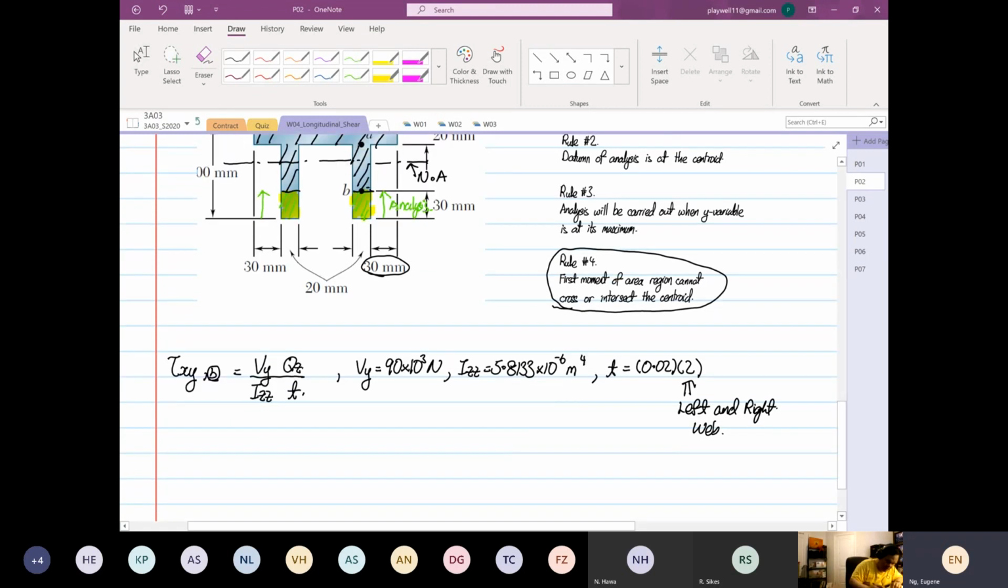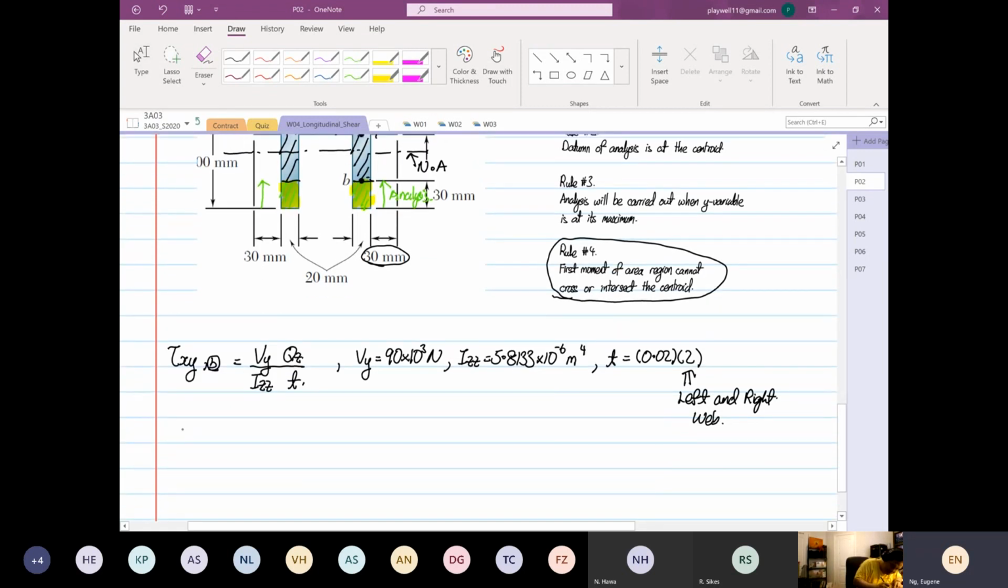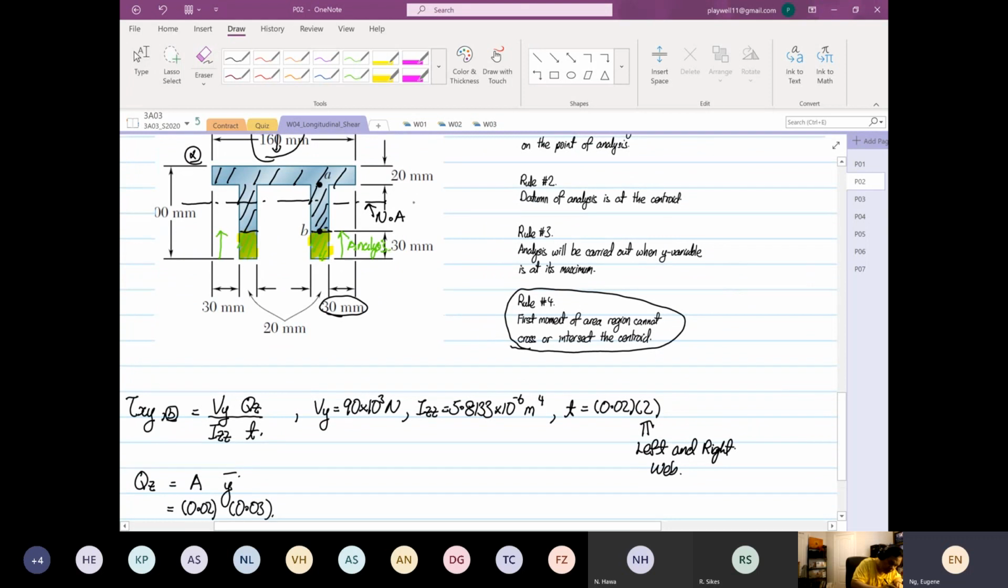So next comes to our QZ, right? So it's still A y bar. So the area, the width is equal to 0.02. The depth is 0.03, right? And then the 65. So now getting your information right is important, okay? Or organizing your information properly is critical. So we know the distance from here to here is 65 millimeters.